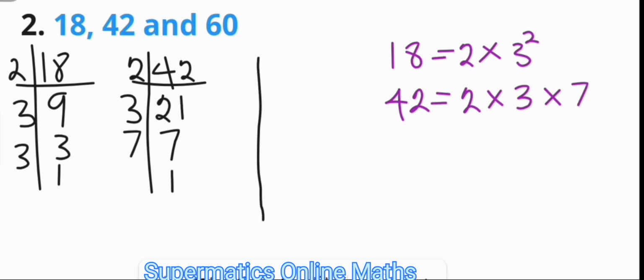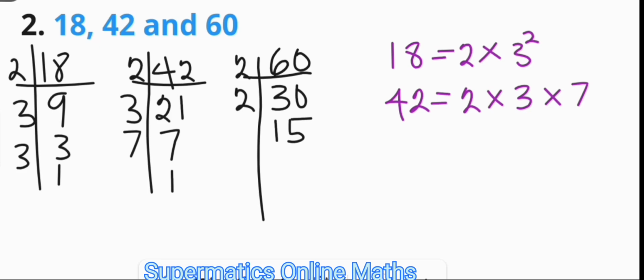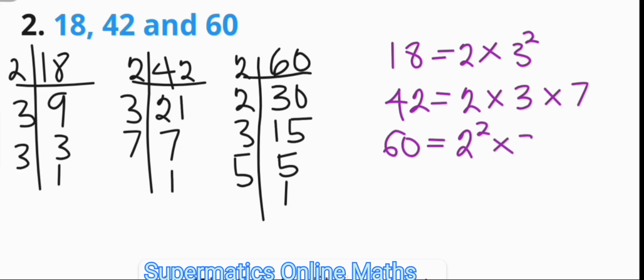And finally, 60 divided by 2 is 30. Divided by 2 again is 15. Divided by 3 is 5. And divided by 5 is 1. Such that 60 is 2 to the power of 2 times 3 times 5.